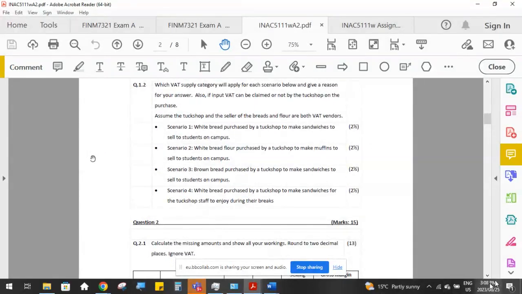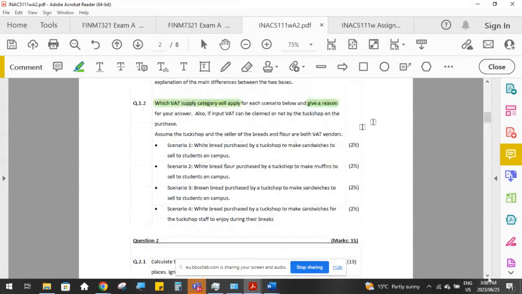The one I want to spend a little bit longer on looking at the answers to is 1.2, which is: which VAT supply category will apply for each scenario below, and give a reason for your answer. So this was the question: which VAT supply category will apply? And then secondly, you had to give a reason for your answer. So there were two things that we had to do here. Number one, name the VAT supply category. And then secondly, explain why we had chosen that.